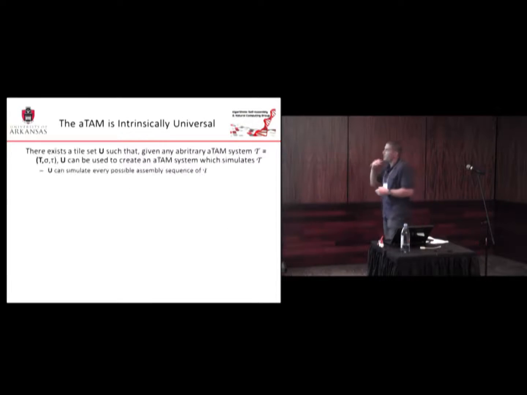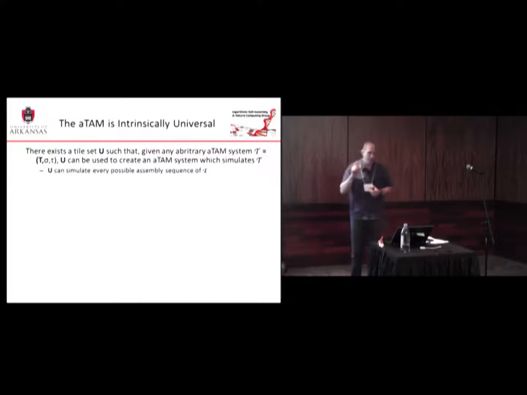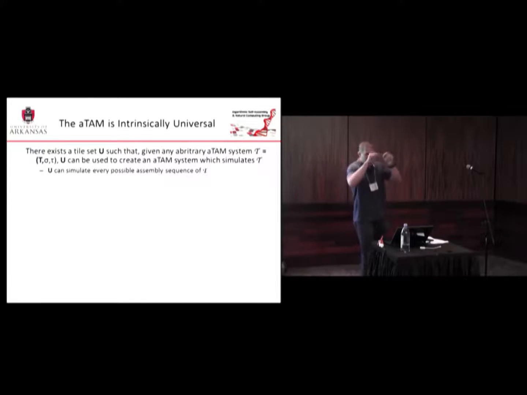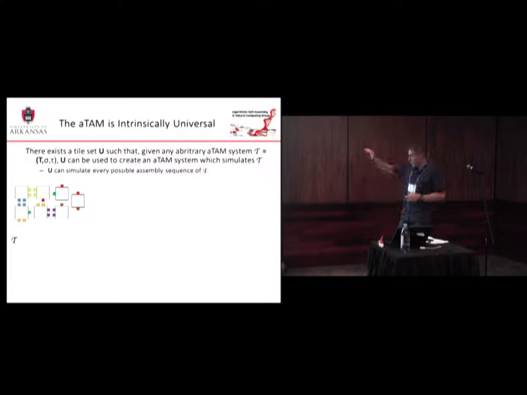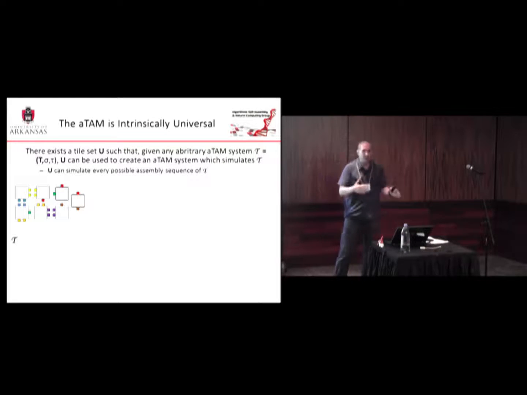And so a little description of that. What that means is there exists a tile set in the aTAM such that if you give me any arbitrary other aTAM system, I can take the tiles of that universal tile set, we'll call it U, and I can arrange them into a seed configuration such that if I put that seed in and I just throw in tiles only of U, then the assembly that occurs will mimic that of the system that you gave me as input. And it has to, importantly, simulate every possible assembly sequence of T. It has to be able to do everything that T could do, okay?